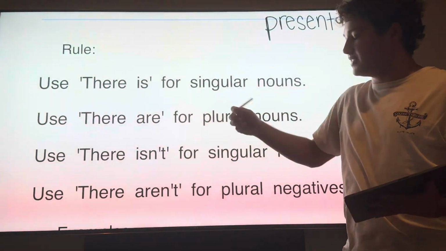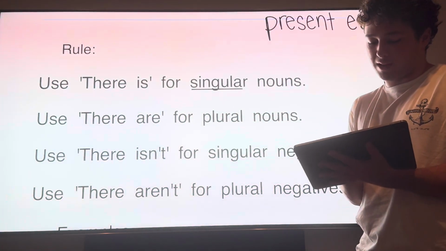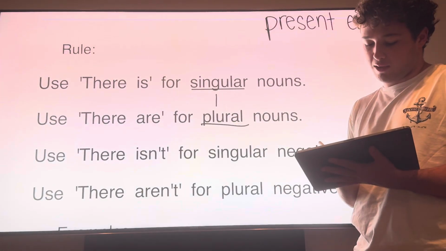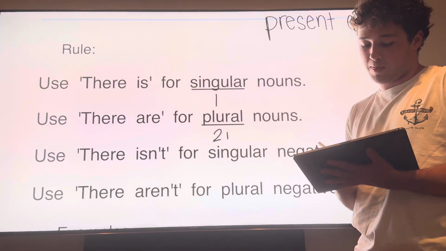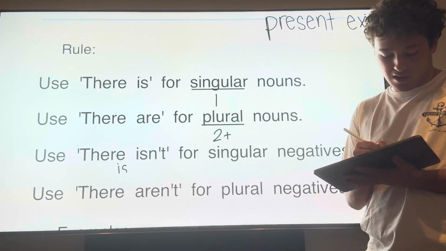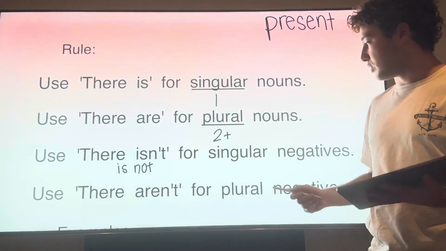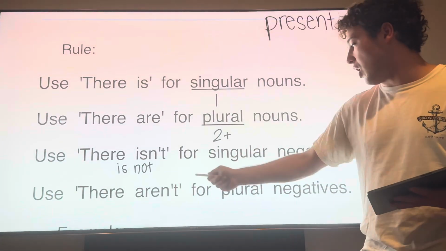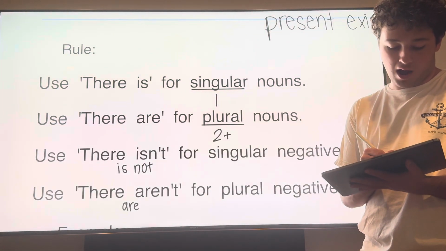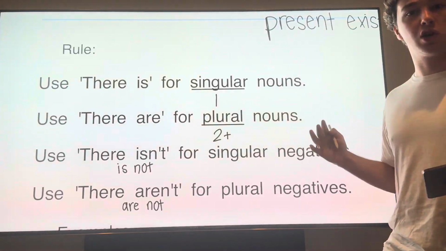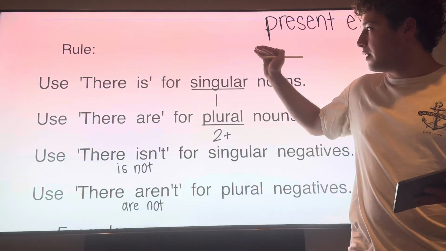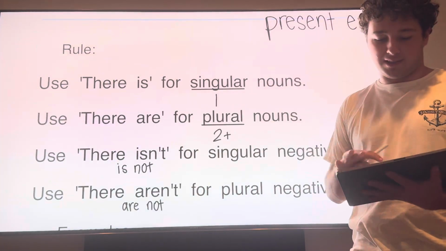Use there is for singular nouns. That's something that there's just one. Use there are for plural nouns. That's something that is two or more. Use there isn't, which we know is there is not, for singular negatives, and there aren't for plural negatives. And that just means are not. So, these are quite simple. It's just plural, are and aren't, singular, is and isn't.